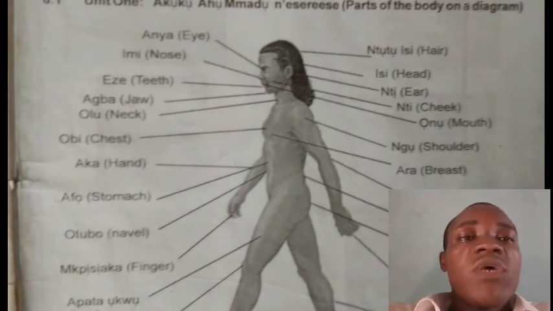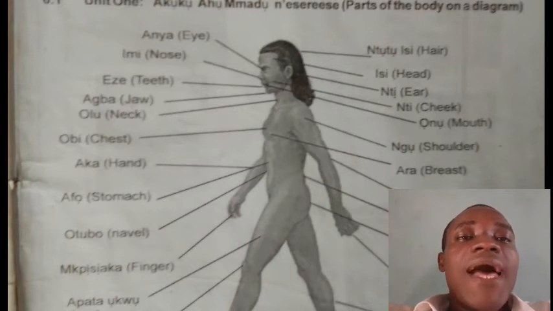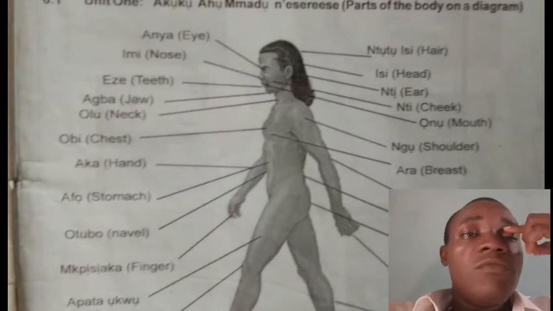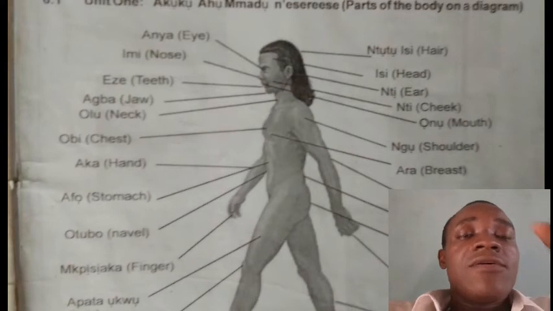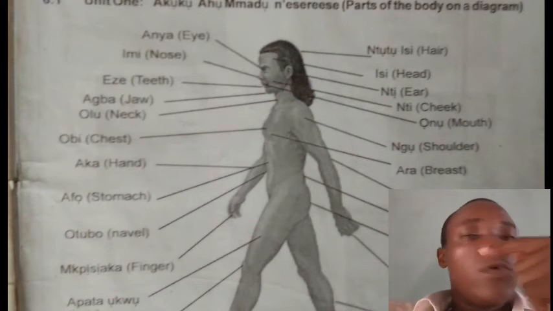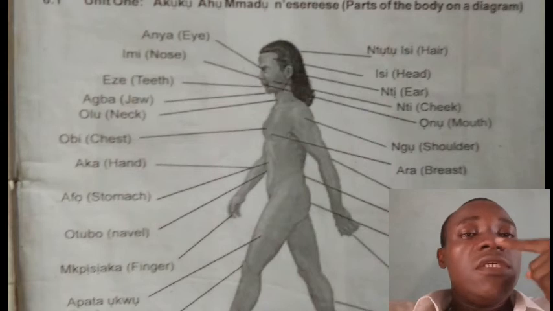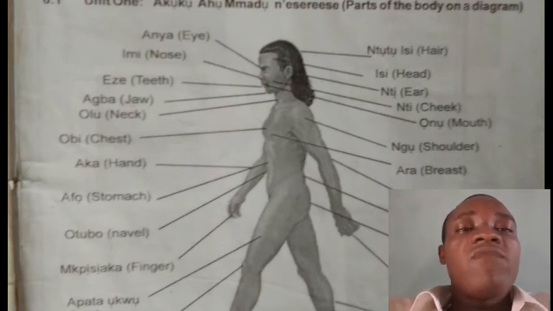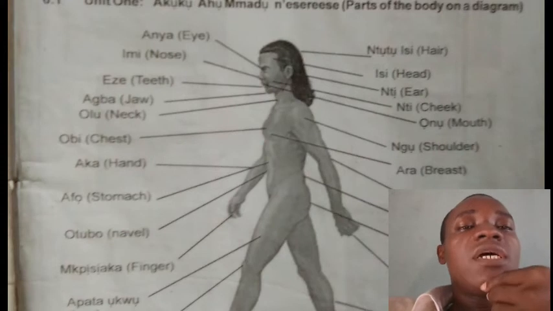Okay, so the first one you can see is eye. Eye in Igbo means anya. Then nose. Nose in Igbo means imi. When I have teeth, teeth in Igbo means eze. When I have the jaw here, the jaw means agba.